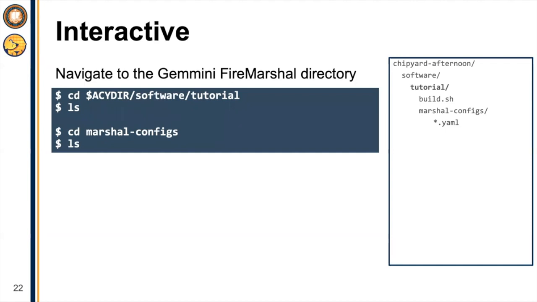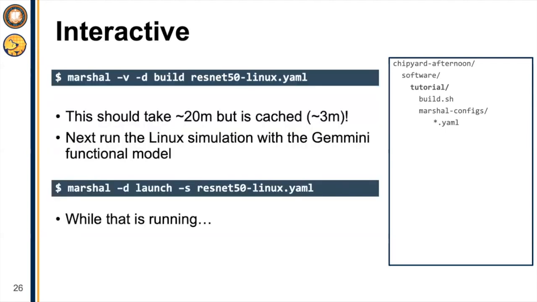Okay, so once you've done this, we're going to run a command that's going to take a little bit of time here. So we're going to go ahead and move to it. Once you've gone into the Marshal configs directory, so make sure you cd into the Marshal configs directory, go ahead and run this Marshal build command. Again, doing what we specified earlier.